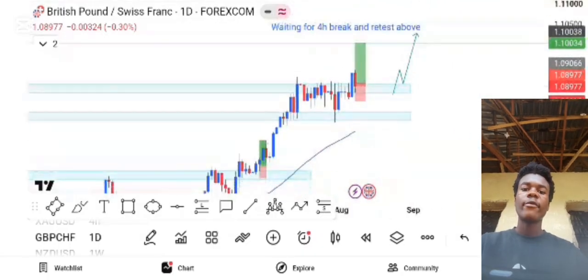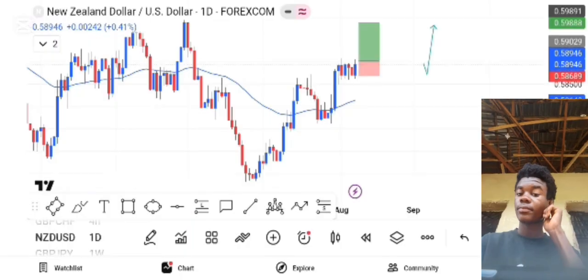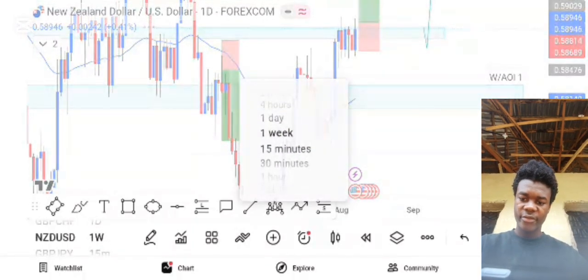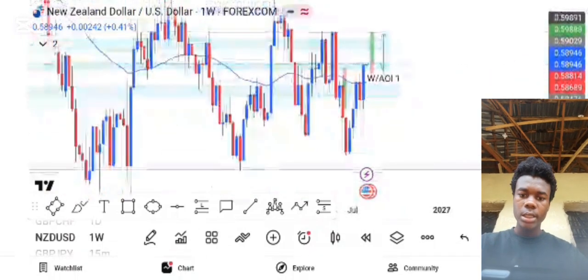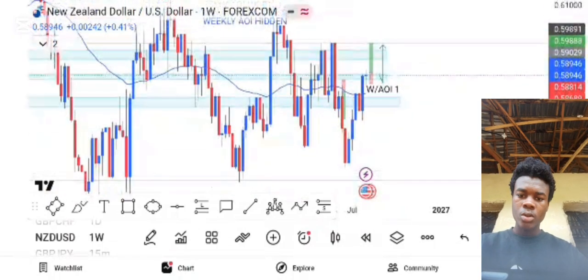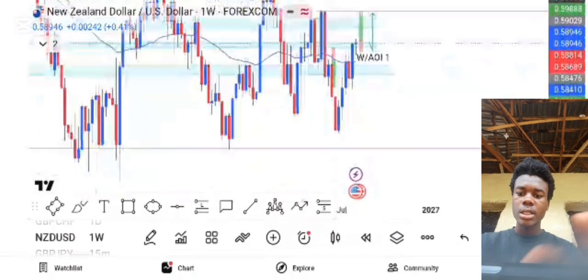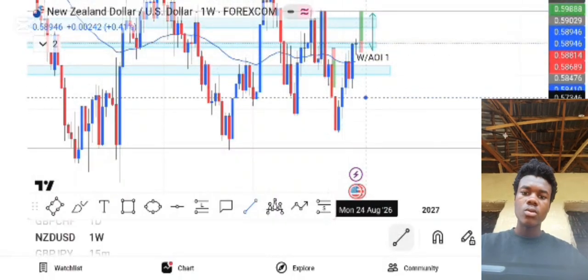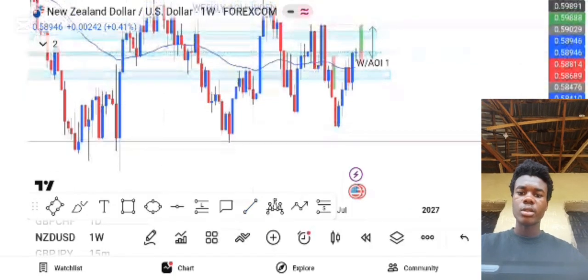Next, we have NZD USD. Let's go to the weekly time frame. NZD USD, as you can take a close look, we are currently bullish. Here is the high, here is the high, and here is the higher low on the weekly time frame.